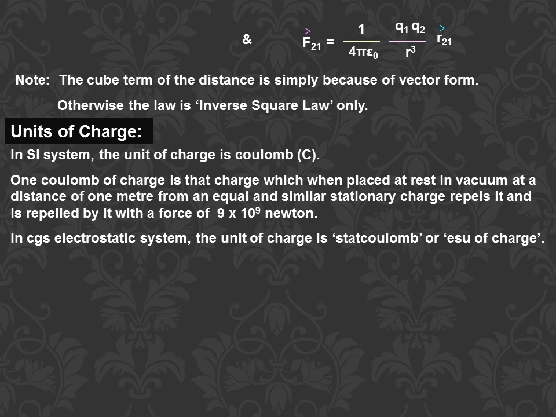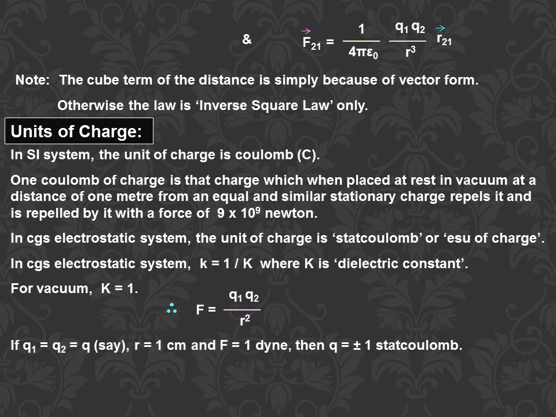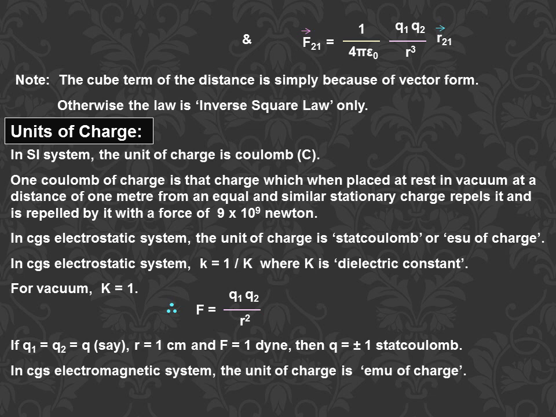In the CGS electrostatic system, the unit of charge is stat coulomb or ESU of charge. In the CGS electrostatic system, small k is equal to 1 upon capital K. For vacuum, capital K is equal to 1. Therefore, the force becomes Q1 Q2 by R square. And when we put the value of small r as 1 centimeter and force as 1 dyne, we get Q is equal to plus minus 1 stat coulomb. In CGS, the electromagnetic unit is also used, which is denoted by EMU.